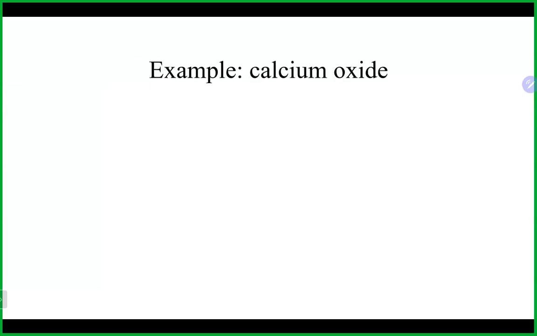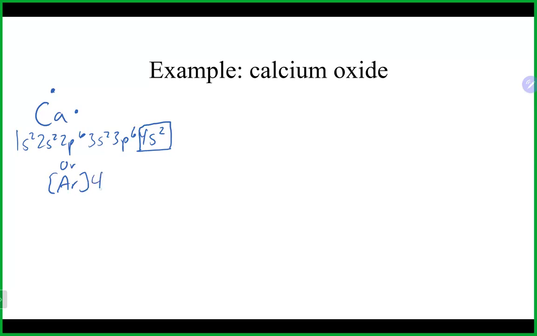Now, if we take a look at another example here of calcium oxide, so calcium is group number 2, which means it has 2 valence electrons. And calcium is number 20 up there, so that's a 1s2, 2s2, 2p6, 3s2, 3p6, and 4s2. And those two right there are the 2 valence electrons that we see in the picture. You obviously could also shortcut this to argon, 4s2 if you like in that case.